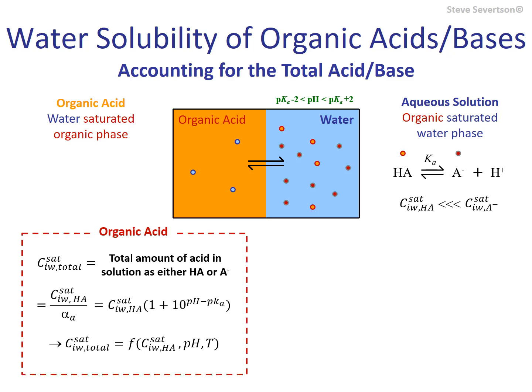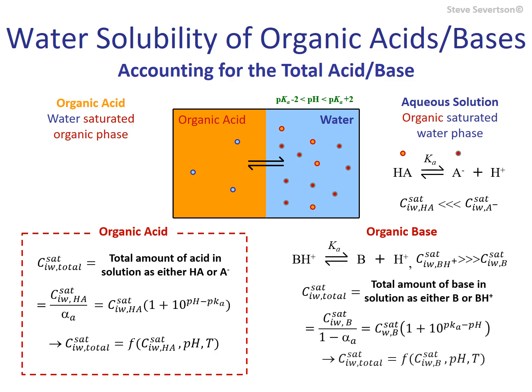This is obtained by simply dividing the water solubility of the free acid form by the fraction of the organic acid in its free acid form at the solution pH. A similar approach is used to develop an expression for the total water solubility of an organic base, which takes into account both the base and conjugate acid. In this case, the water solubility of the neutral base is divided by the fraction of the organic base in its base form at the solution pH.